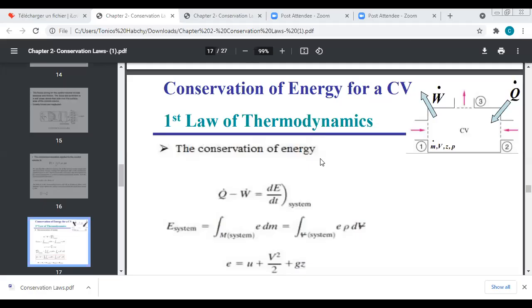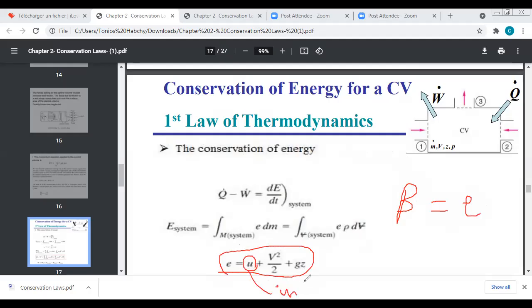Now we will move to another very important application of the Reynolds transport theorem, which is the energy application. So again, going back to the Reynolds transport theorem, but now we will replace our beta variable by the specific energy E, which represents the energy per unit mass, which is equal to the summation of internal energy.